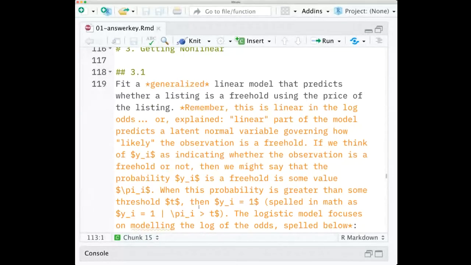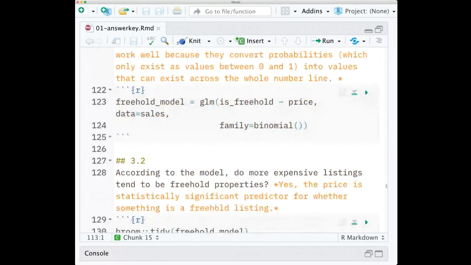So fit a generalized linear model that predicts whether a listing is a freehold using the price of the listing. So I've got some explainer text here that you might want to read if you were confused by this part. But the model itself is very simple. If you do the same thing I did for property type for local authority, you can do that. You'll see it. That happens because some local authorities are more expensive on average. So those places will get underpredicted by your model because it's lumping them all together.